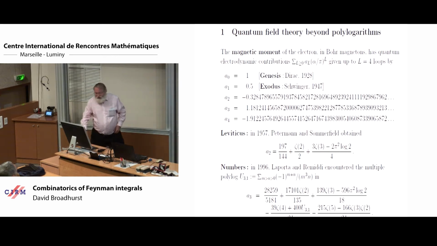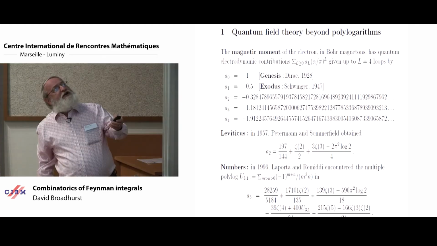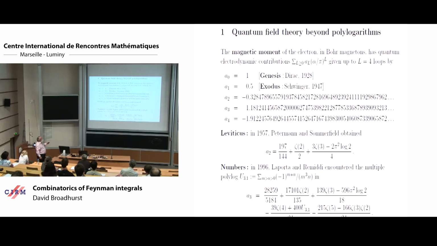So he said Dirac's wrong, but by a very small amount, by 1 part in 1,000. He said quantum field theory means that this 1 is actually an expansion, presumably, we don't know whether an asymptotic expansion or a convergent expansion, in the fine structure constant, which is approximately equal to 1 over 137.